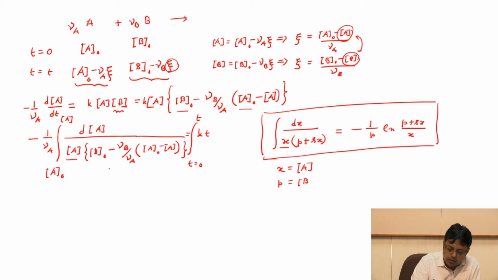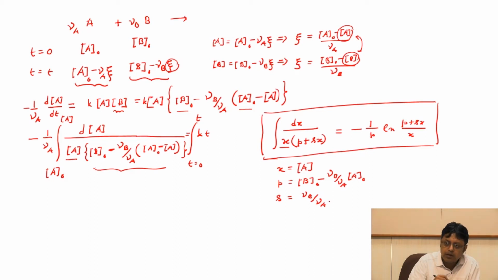If I just write this thing, it is nothing but b0 minus nu b by nu a into a0, that part is the p. And then you have s. S is nothing but, if you expand it, I'll have the third term as a times nu b by nu a. There's a minus sign here, and there's also a minus sign here, so that is plus. So s is nothing but nu b by nu a.